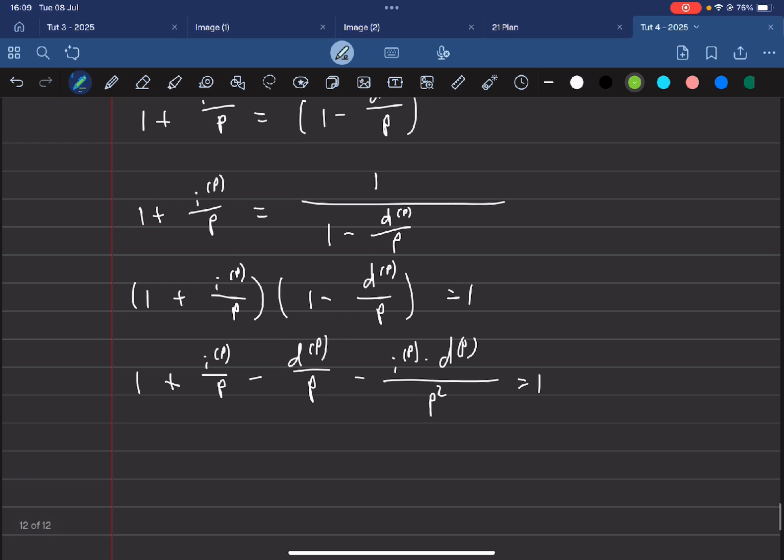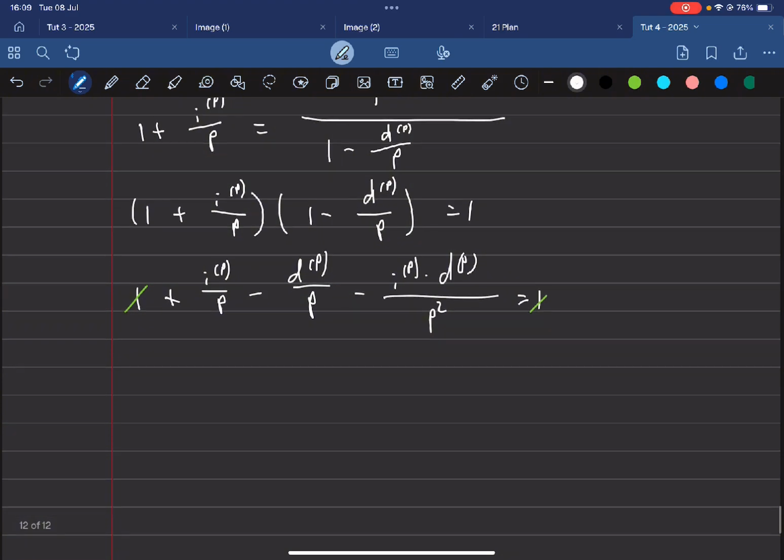Okay, this looks good. So now if we subtract 1 from both sides, we can cancel it out. So cancel that, cancel that. And now I'm also going to multiply everything by p squared. So multiply both sides by p squared, because I don't want all these fractions. So we're going to get p times i^(p) minus p times d^(p) minus i^(p) times d^(p) equals 0. Cool. That's looking good.